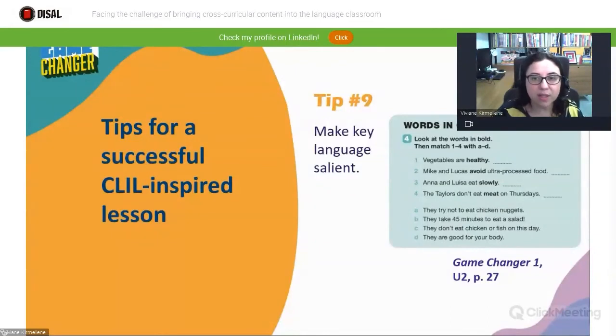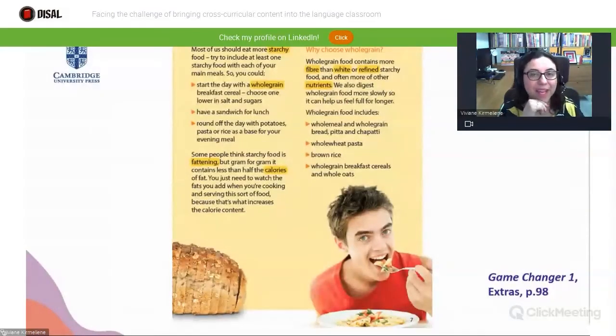I'm going to show you another example. This is from the final pages of Game Changer, when we have some extra reading activities. The keywords and words that students might not be familiar with are highlighted in yellow, as you can see. Okay.